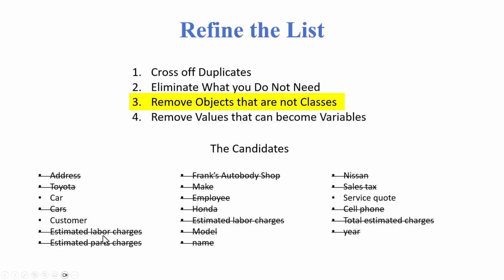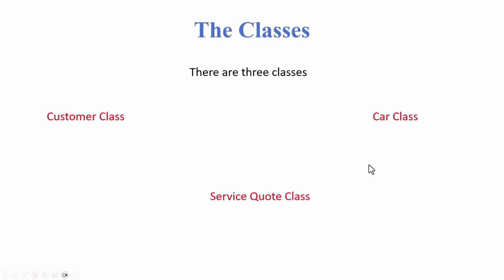The estimated labor charges are not classes. The estimated parts charge is not a class. And remove the values that can become variables: address, name, cell phone. Then you end up with what's left. I've got car down here, I've got service quote over here, and I've got customer down here. Those are your potential classes. And you end up with those three classes.